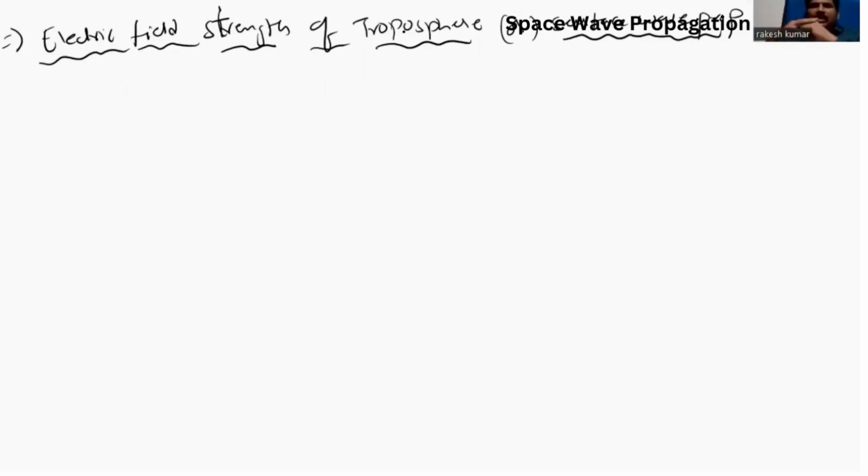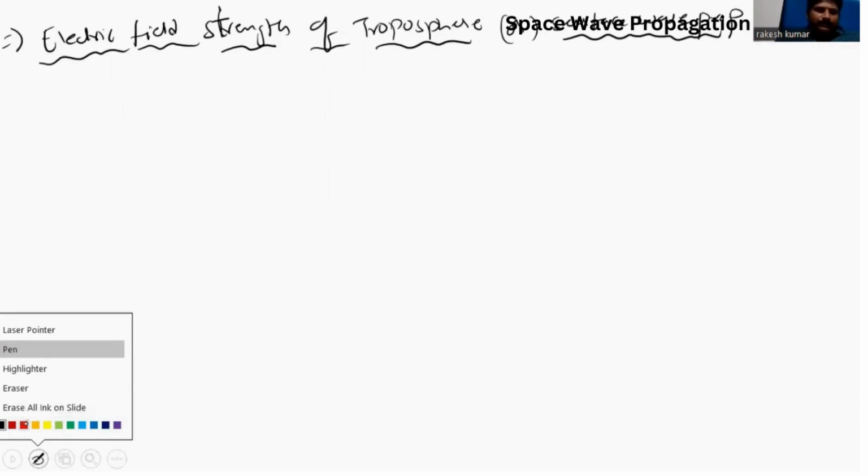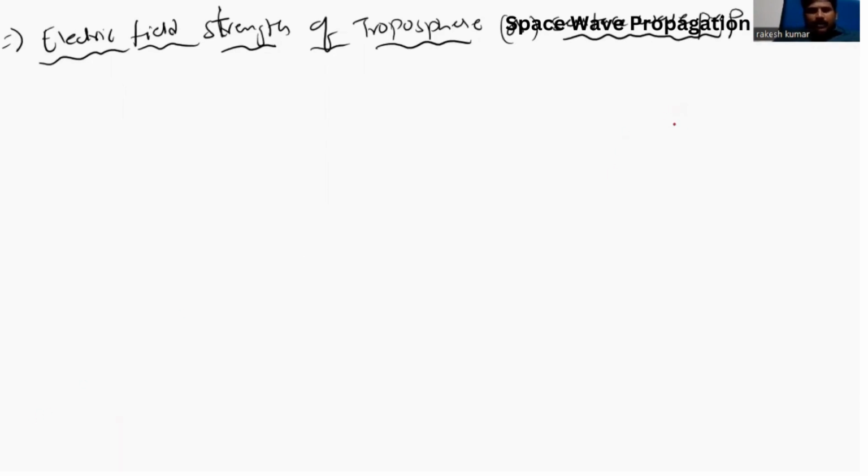Okay, so here we are going to derive the electrical field strength of troposphere. What are the two modes for a signal to come from transmitter to receiver using troposphere? There are two paths. One is the direct path and the other one is the indirect path. Okay, so now first let me draw this diagram. Coming to the diagram, there are two parts.